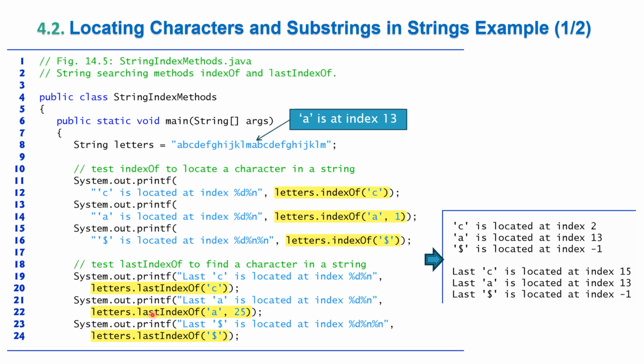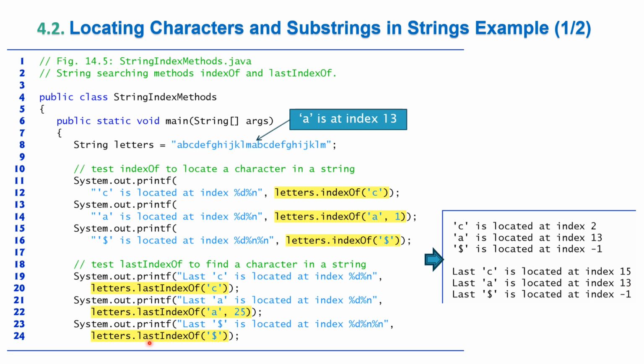The second one uses the two-argument version, passing character little a as the first argument and number 25 as the second argument. The second argument indicates the index from which the method starts searching backward. Since the last index in the string letters is also 25, this call returns the last index of character little a in string letters, which is 13. So it shows 13 in the output here.